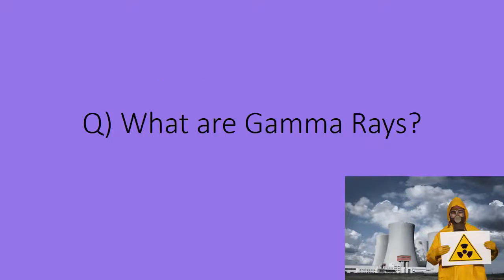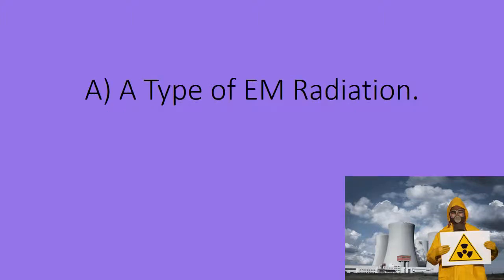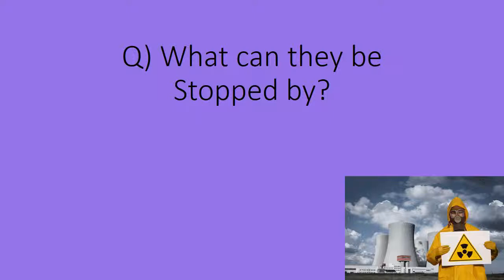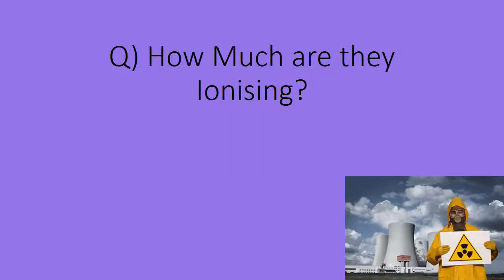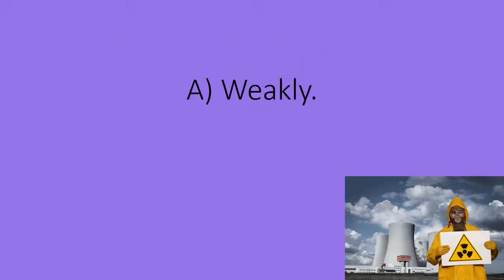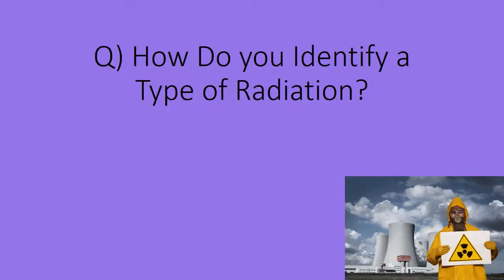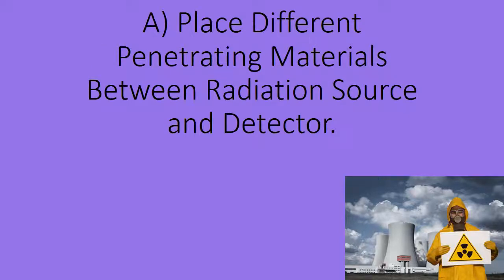What are gamma rays? A type of EM radiation. What can they be stopped by? Thick concrete. How much are they ionizing? Weakly. How do you identify a type of radiation? Place different penetrating materials between the radiation source and detector.